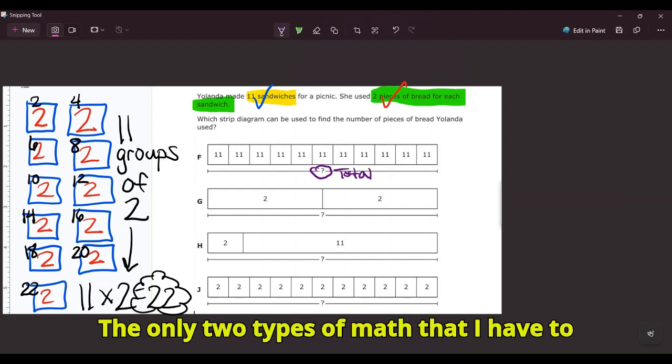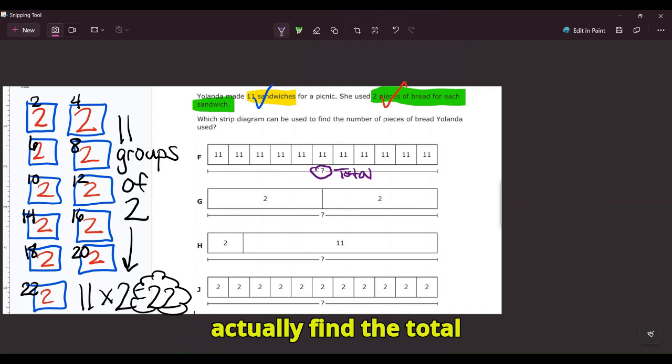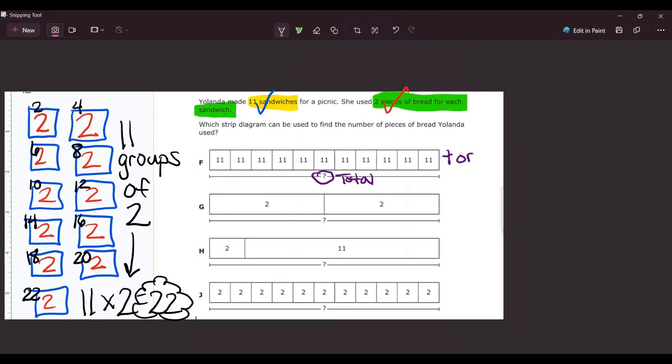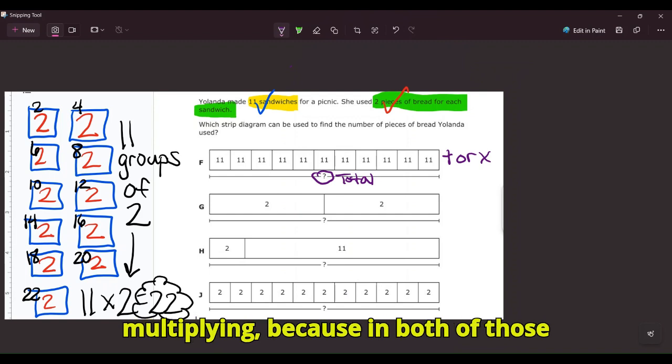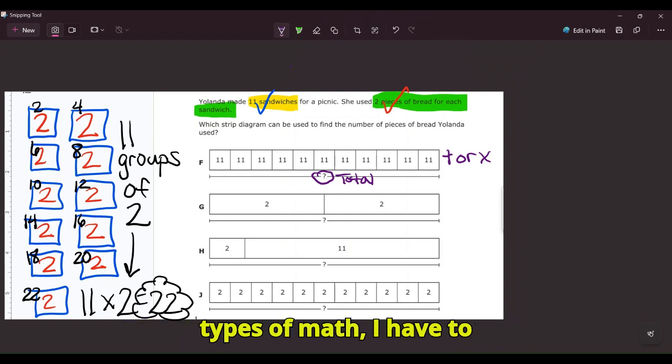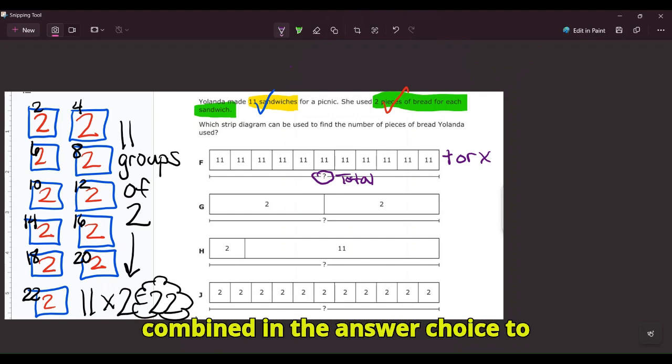The only two types of math where I have to actually find the total are adding or multiplication. This has to represent either adding or multiplying, because in both of those types of math, I have to combine to find the total. So I need to look at what is being combined in the answer choice to help me figure out which one it's representing.